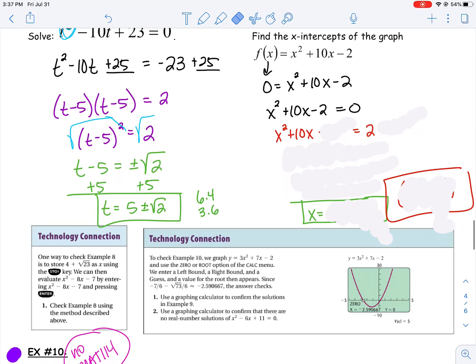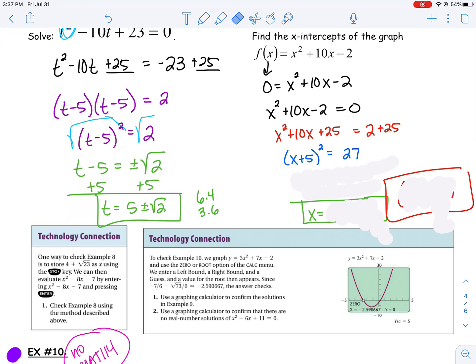So let's take the number in front of x, that's 10, divided by 2, which is 5, and square it, which is 25, and add that to both sides. Make sure you do it to both. Now we should be able to complete the square on that left side. Numbers that multiply to 25 that add to 10 are 5 and 5, or I can say x plus 5 squared. On the right side, 2 plus 25 is 27.